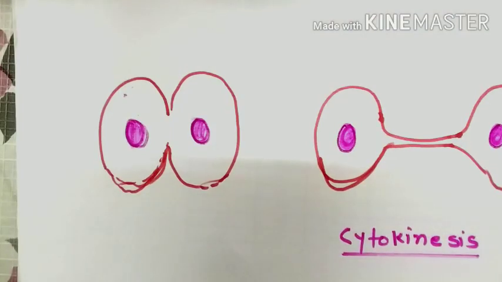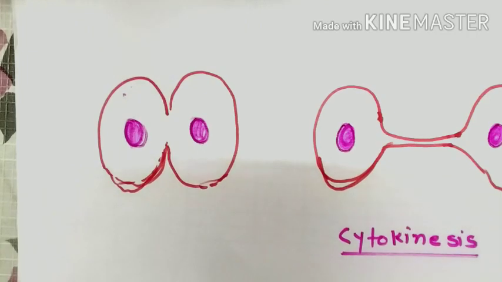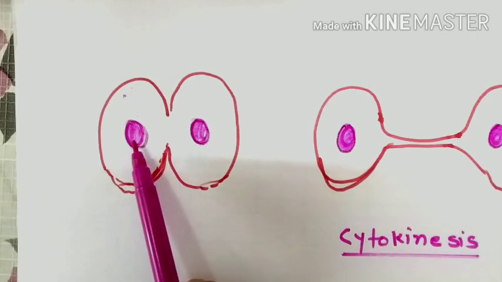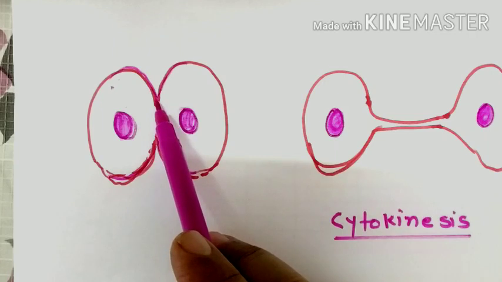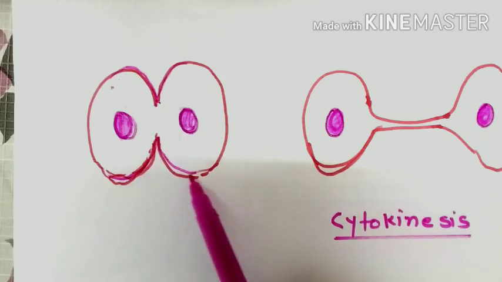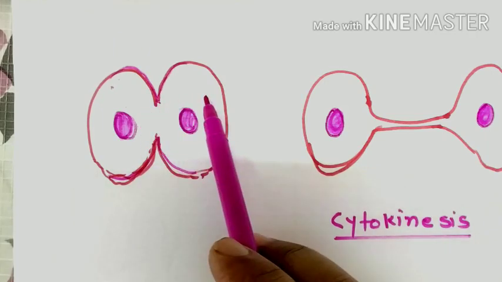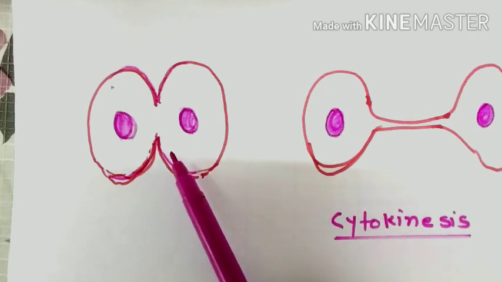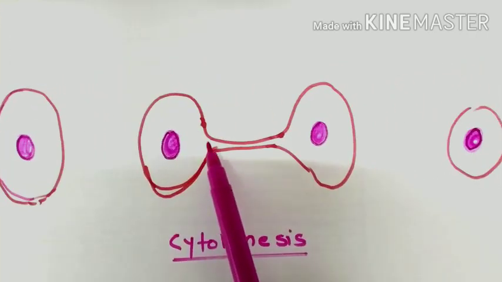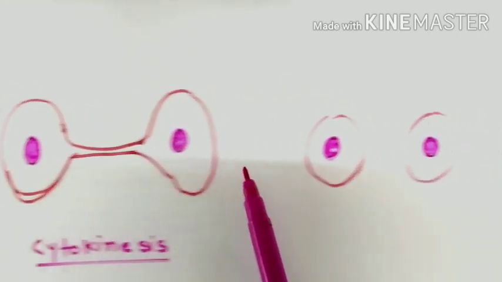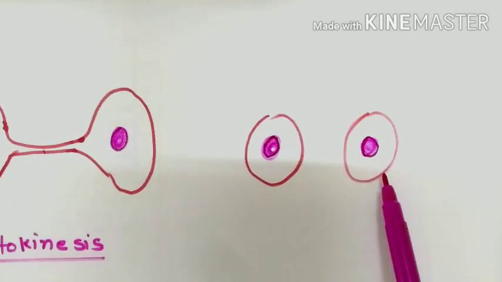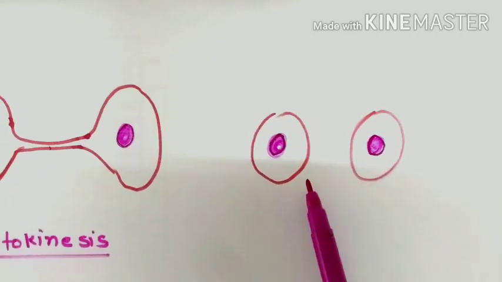After the karyokinesis, the next step of mitosis is cytokinesis. See, this is a cell with two nuclei. This is formed at the end of karyokinesis. Slowly, a notch or groove is formed and the cytoplasm divides into two parts. This notch slowly deepens and here is the formation of these two cells. Then they separate from each other and we get two different cells with two different nuclei. So here is the end of cytokinesis.